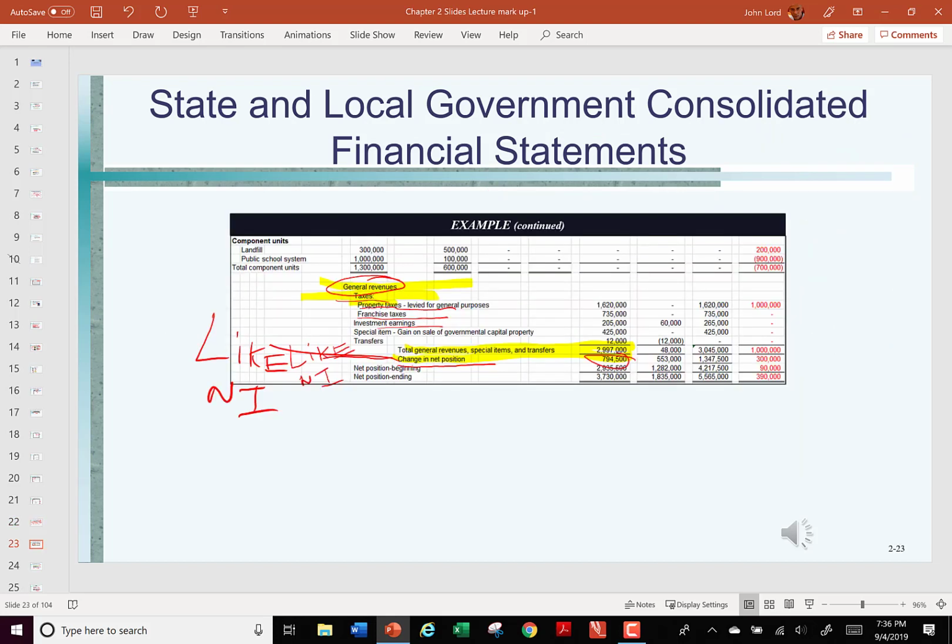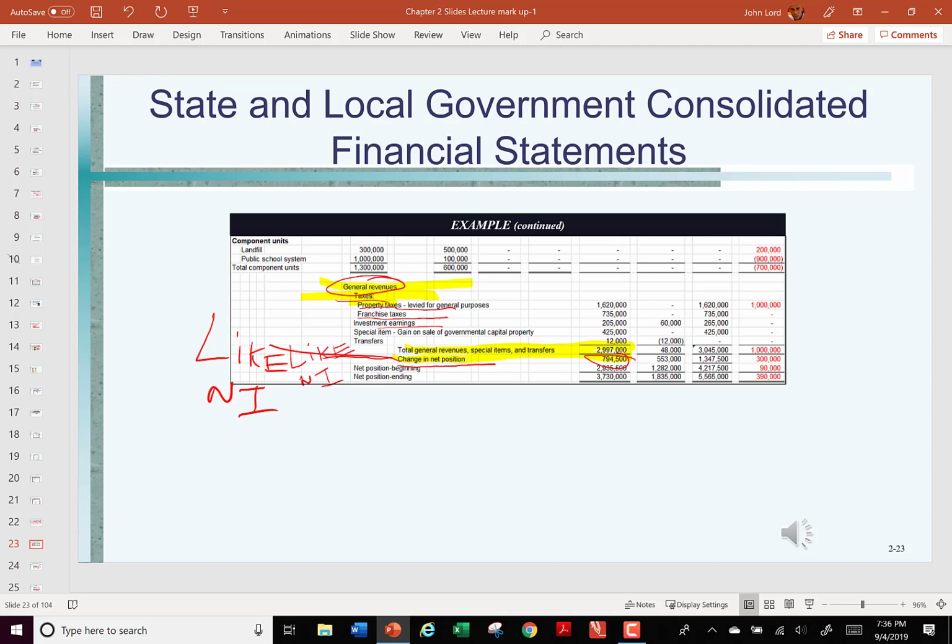Our tax is also non-exchange. The government doesn't do anything. They send you a bill and they say, pay your property taxes or I'm going to take your house. That's non-exchange, isn't it? Now you expect them to be there when you need them, though, right?